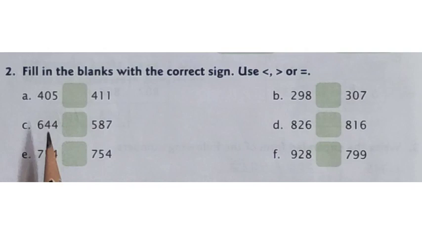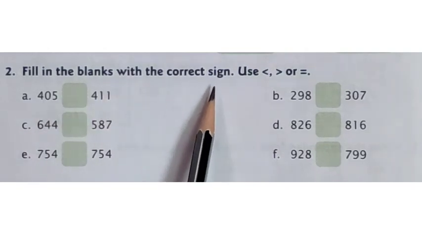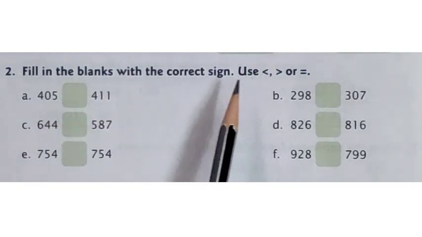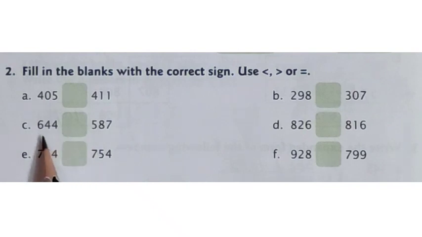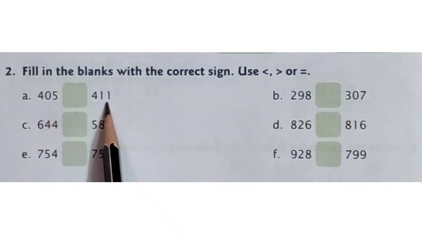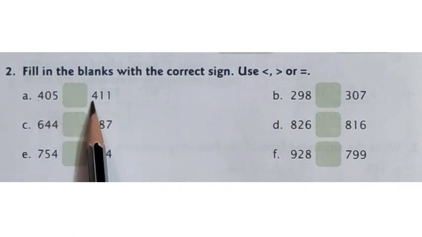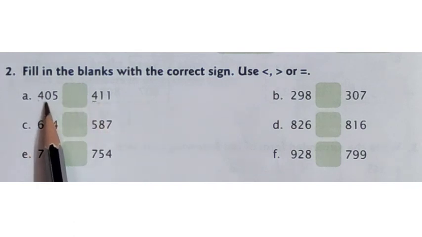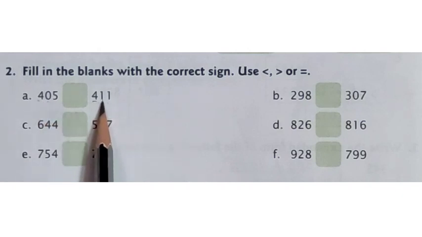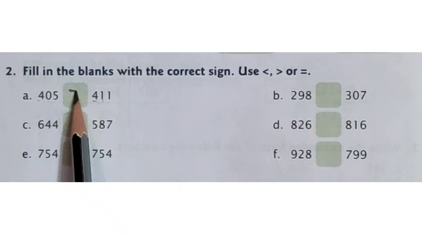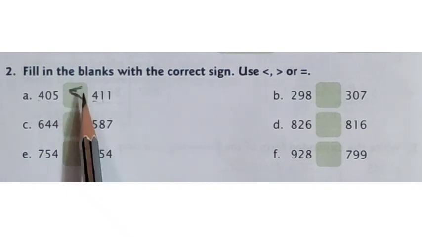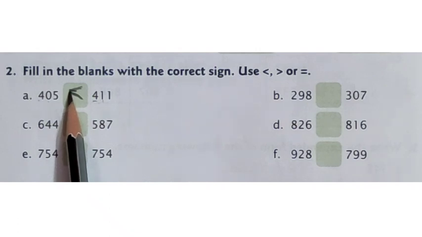Now let's move to the second heading. Fill in the blanks with the correct sign. Use less than, greater than or equal to. Now here 405 and 411. Now here 4 is common in hundreds place. So compare the tens. It is 0 here and it is 1. So 0 is less than 1. This pointed side should point to the smaller number.